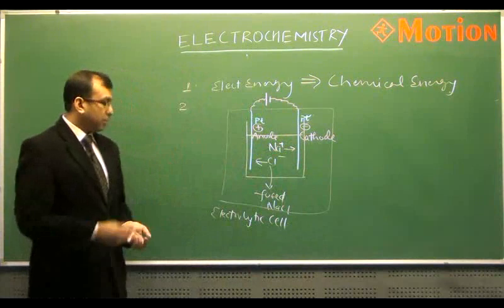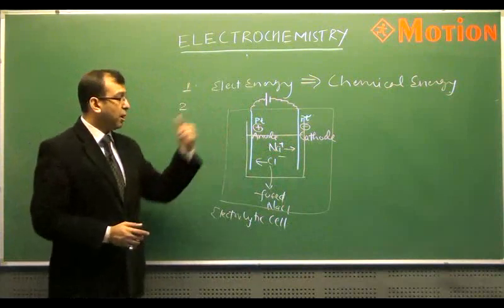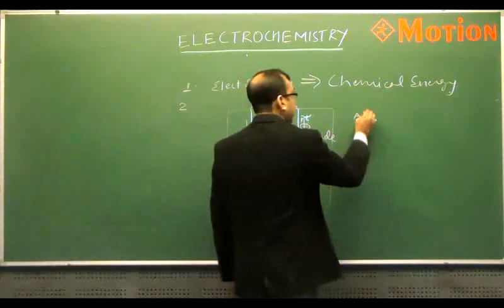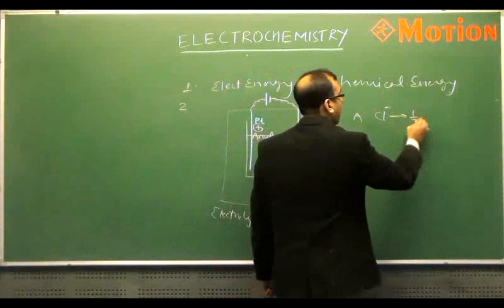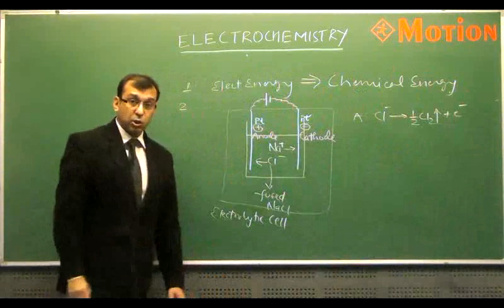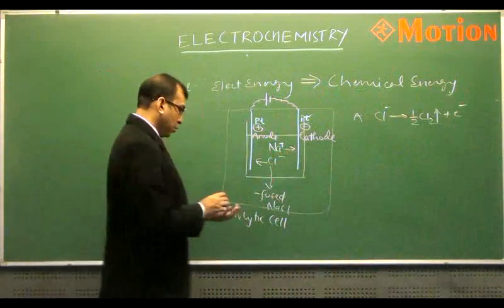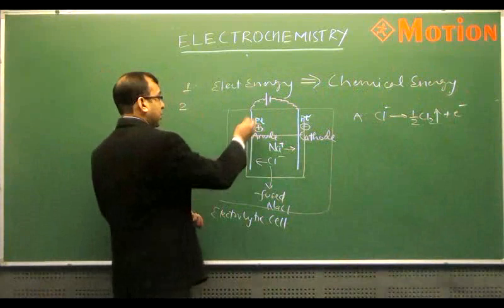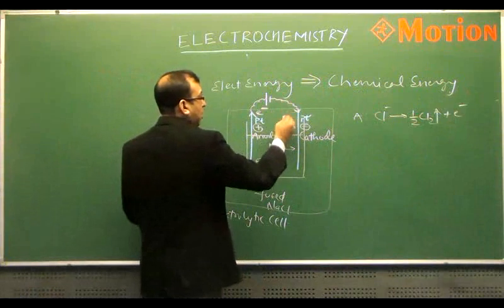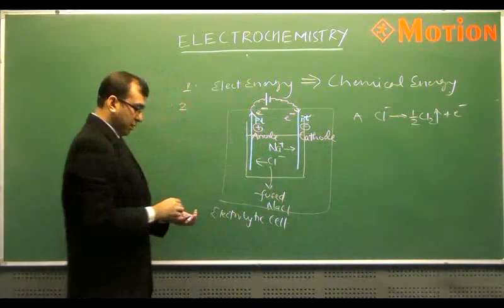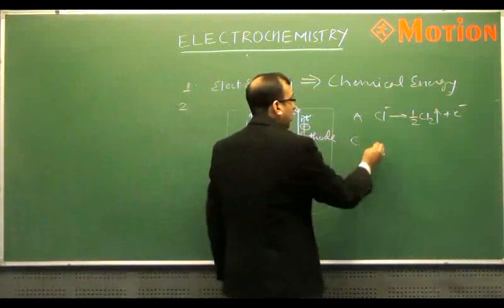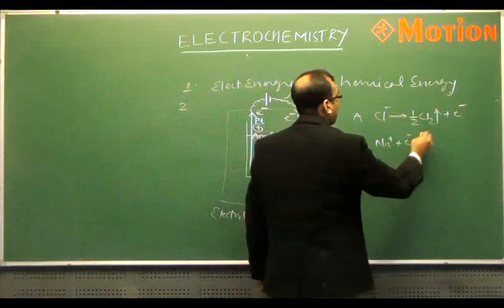Then what will happen at the anode? What will happen at the cathode? At the anode, Cl minus will migrate, and the reaction taking place will be Cl minus forming half of Cl2 gas plus electron. What will happen at the cathode? These Na plus will go to the cathode. Electrons are ejected at the anode. These electrons will be transferred to the cathode through the external device, and Na plus will accept the electrons at the cathode.